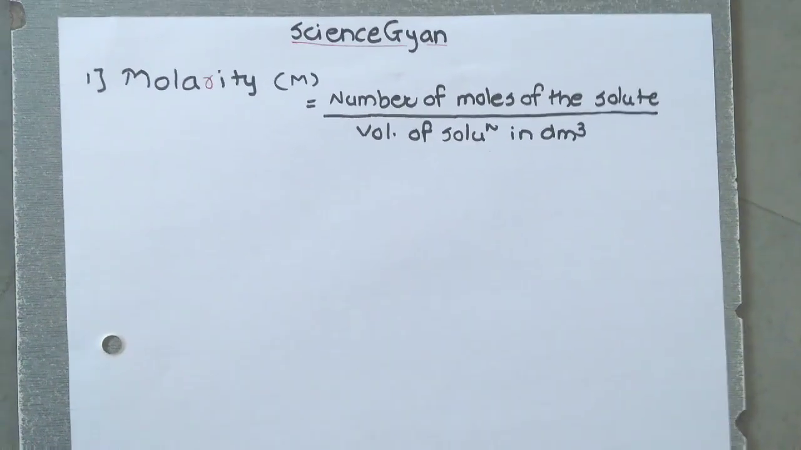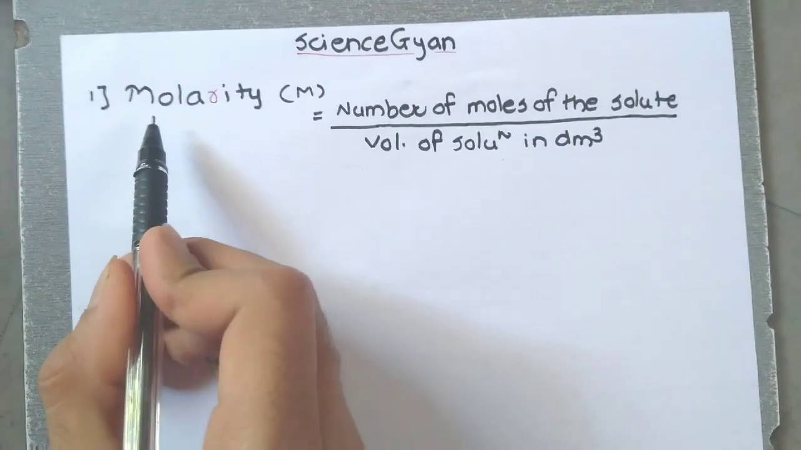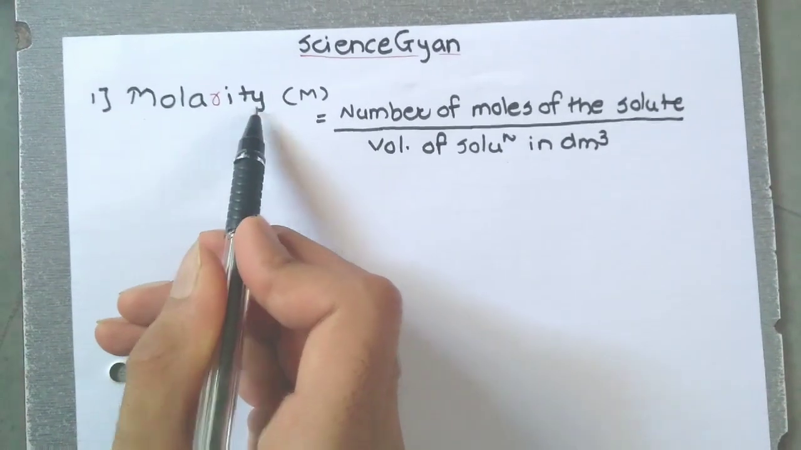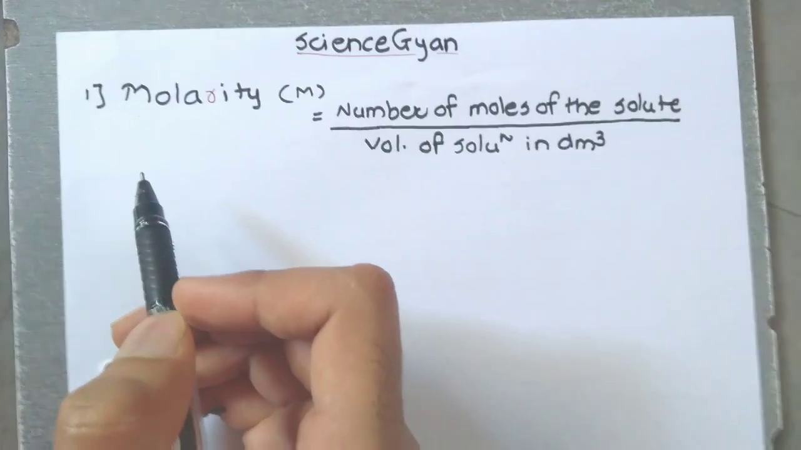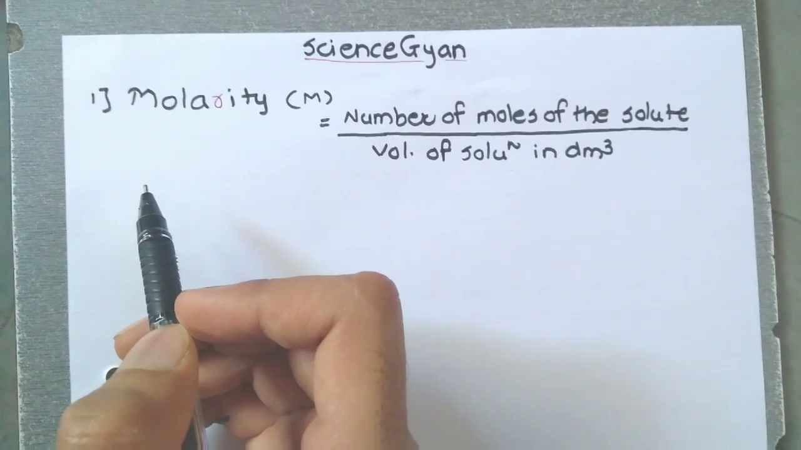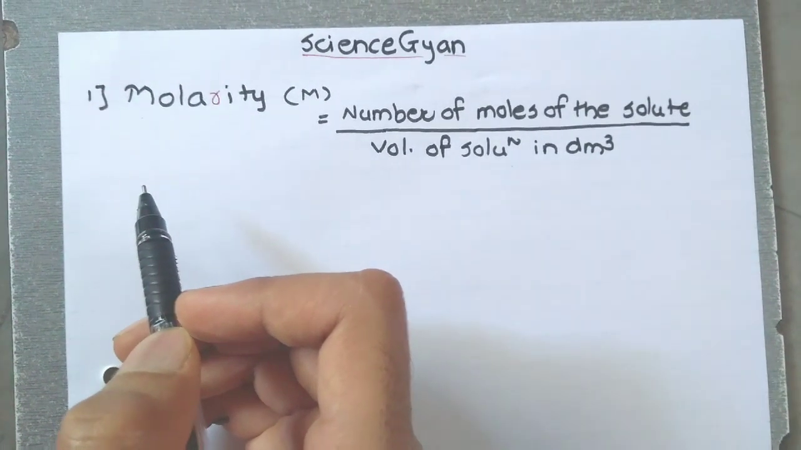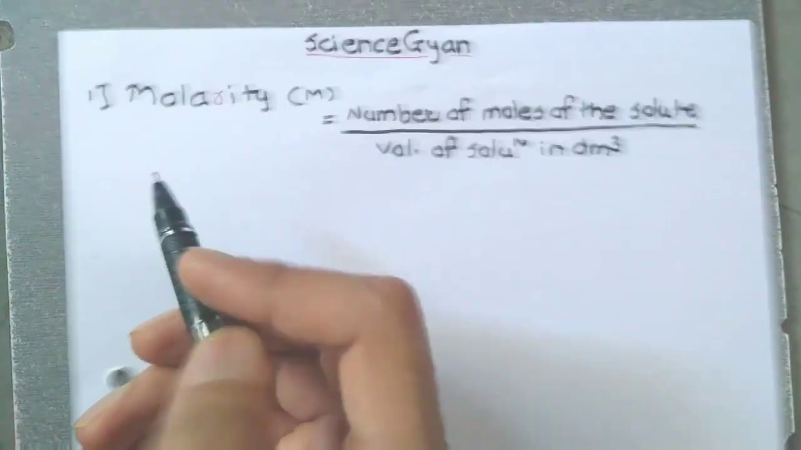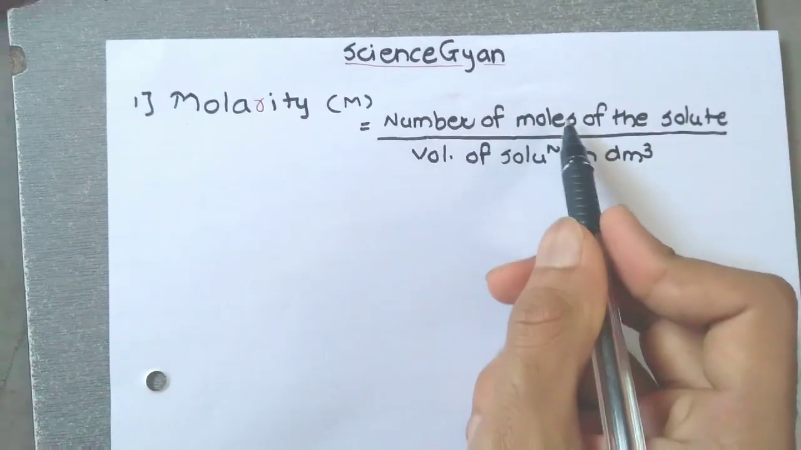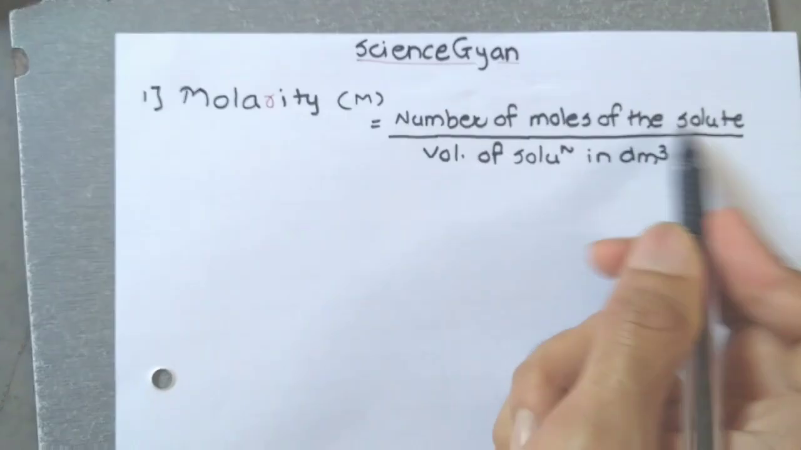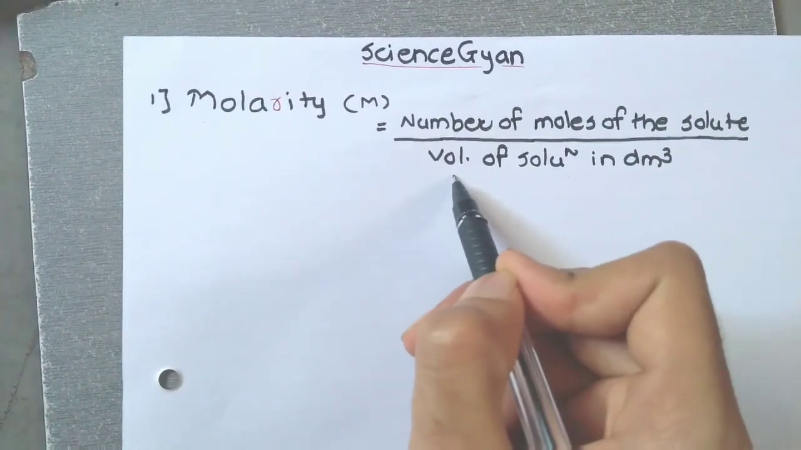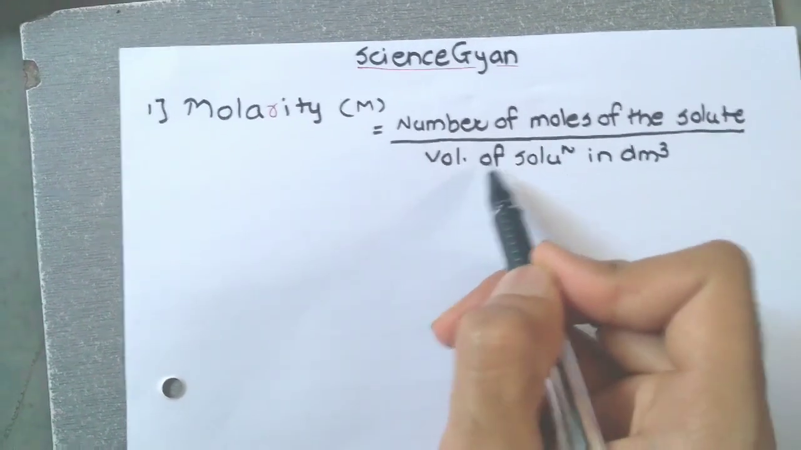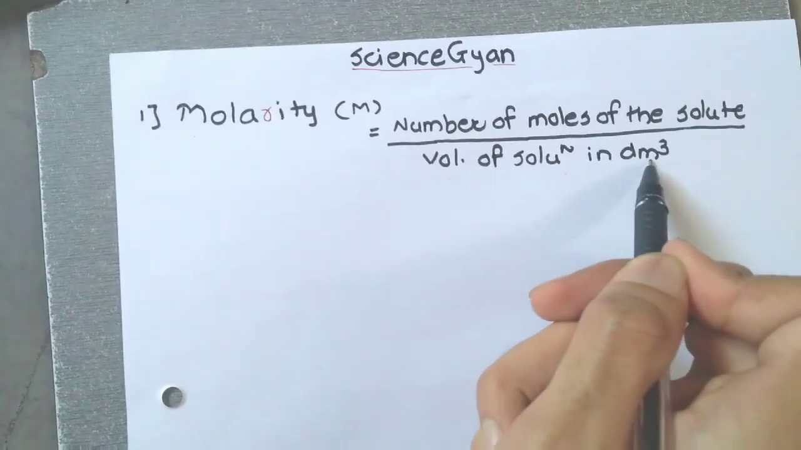Hello everyone. Now we will see what is molarity. Molarity is one of the best ways of expressing the concentration of a solution. It is defined as the number of moles of solute to the volume of a solution in dm cube.